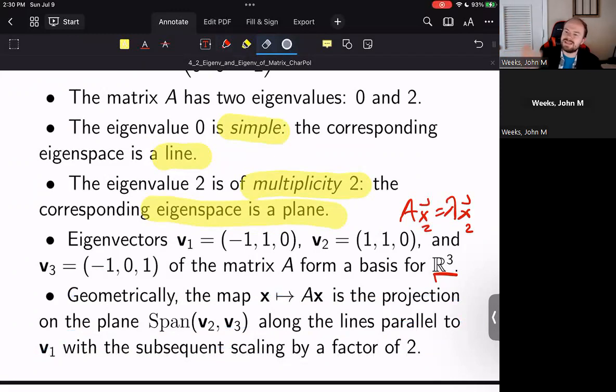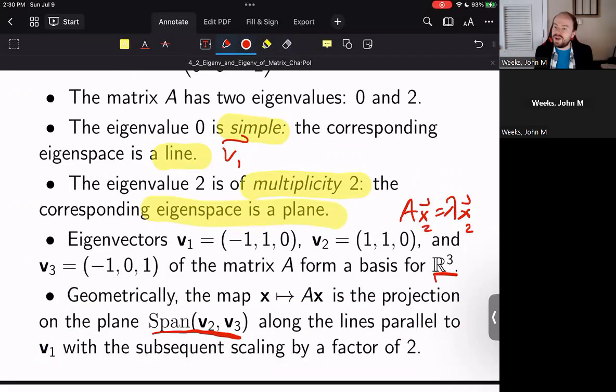The map from x to Ax is the projection onto the plane span of v2, v3. Let's just stop right there. Projection onto the plane v2, v3. What's happening here? Why is v1 not mentioned here? Remember that v1 is the eigenvector associated to the eigenvalue of 0. And what happens when you plug in v1? It pancakes. It just gets projected.